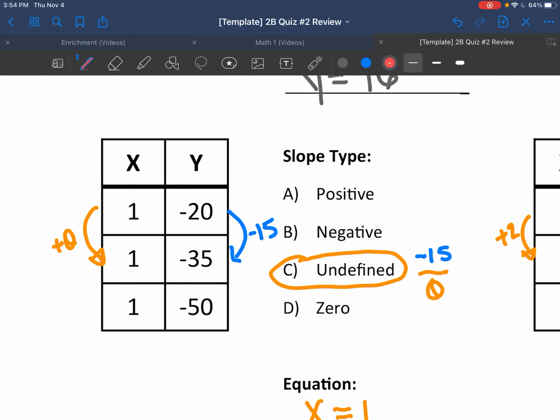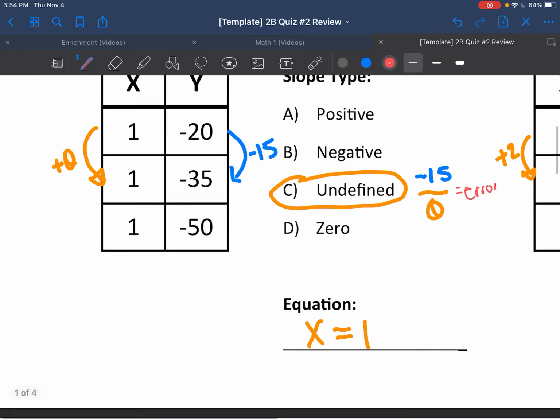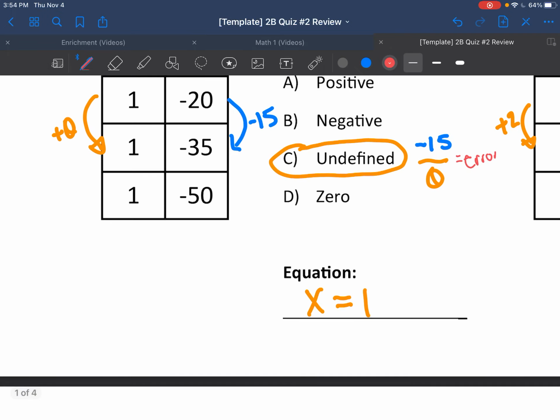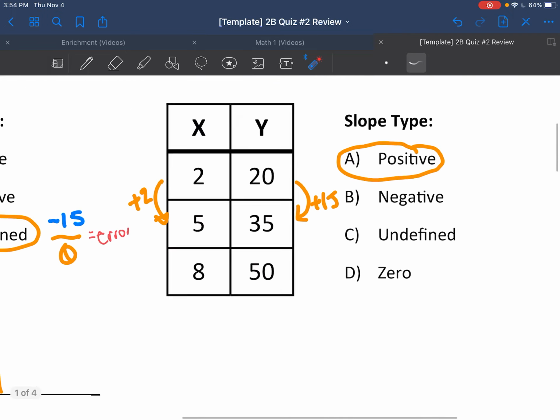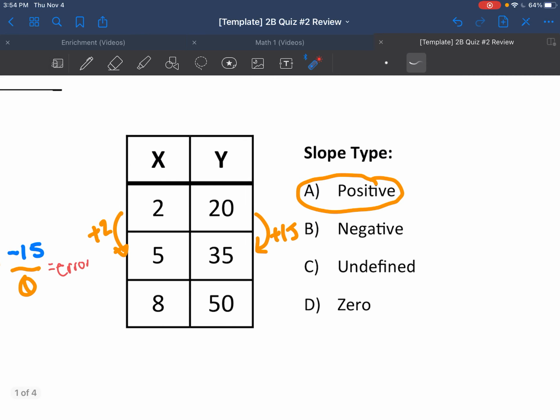This next one here, we have -15 going down for our y's, 0 for our x's. So we have -15 over 0. And if we do that in our calculator, we would get an error. So that's going to be undefined. And since our x's are always 1, our equation is going to be x equals 1, because it doesn't matter what the y is. X is always going to be 1. This other side here, we're adding by 2 and adding by 15, so that's 2 positives, so it's a positive slope.